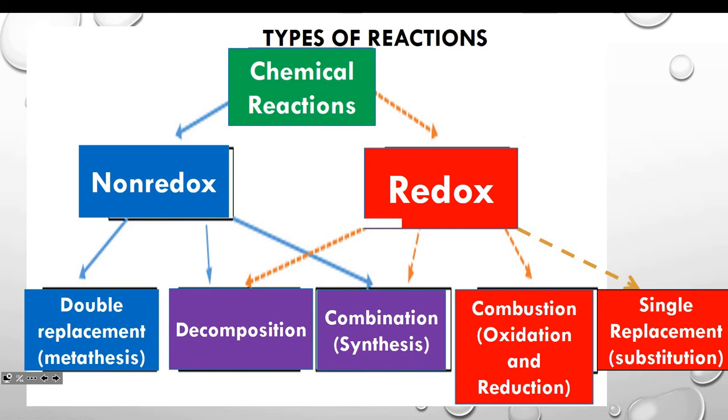Okay, so types of reactions. We have chemical reactions. That's a big overarching category. It breaks down into non-redox and redox, and we're going to talk about those a lot more later. But then we break down into double replacement. Double replacement is always non-redox. Decomposition and combination, synthesis and decomposition, can be either redox or non-redox. It just depends on how they're doing it. And then the last two, combustion and single replacement, are always redox. So this is just a chart to give you the types of reactions that we'll be working with over the next little while. Decomposition's right here. And then we have synthesis, combination here, combustion, which is a redox reaction, and then single replacement or substitution.